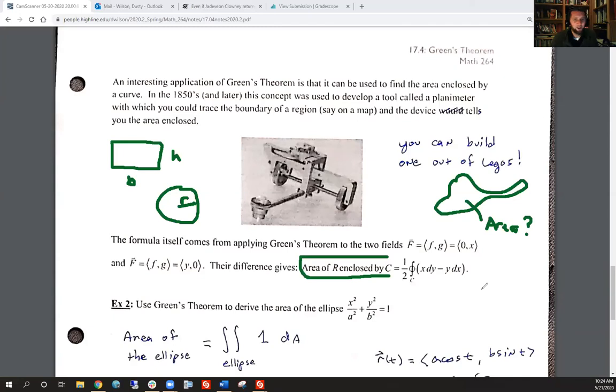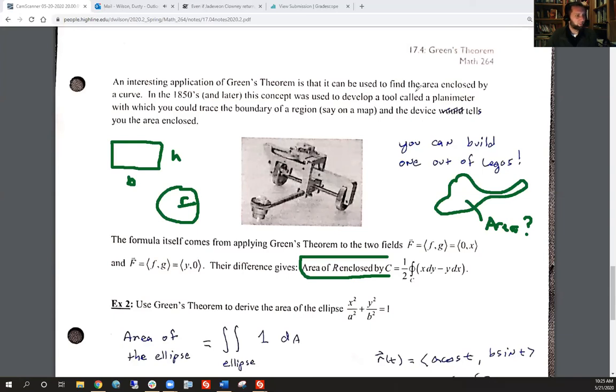I saw a video a couple years ago where you could build one of these planimeters using Legos. I haven't done it yet, but I've been wanting somebody to get the idea. I would love to have one of these things. That'd be pretty cool. So it's sort of on my bucket list of projects for students to work on.